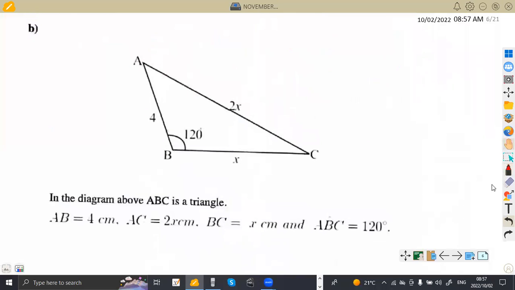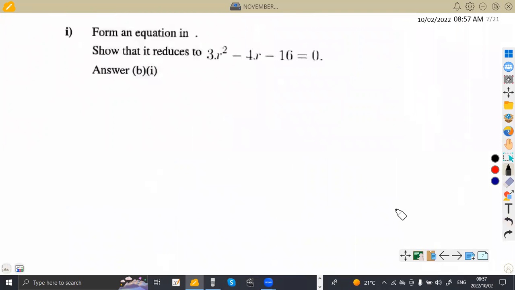Solving triangles, that's what we are given here. We are given this triangle and these are the sides: this is x here, and this is 2x. So let's see the questions now. Form an equation and show that it reduces to 3x squared minus 4x minus 16 is equal to 0.